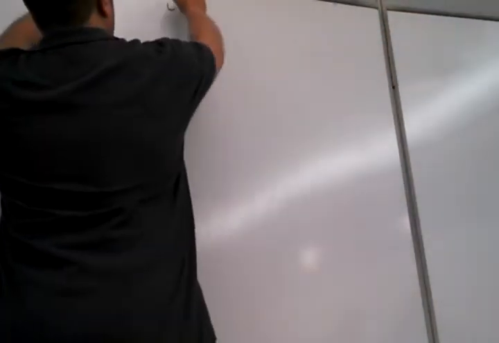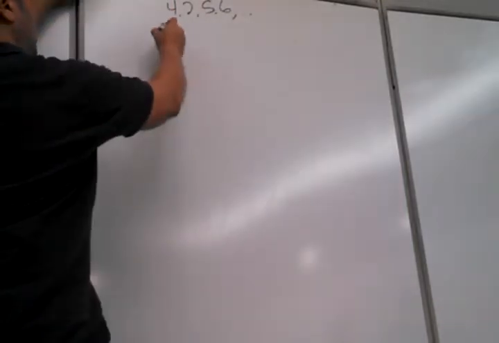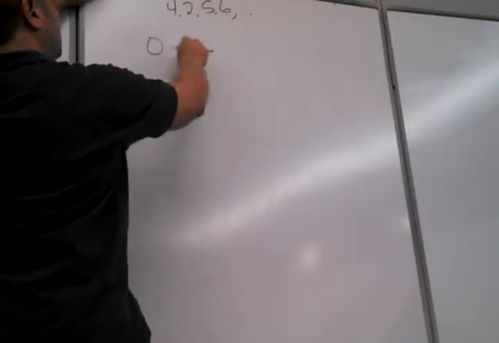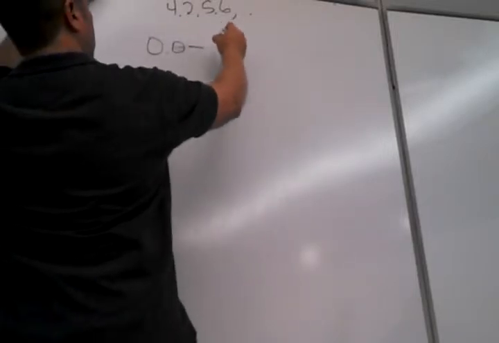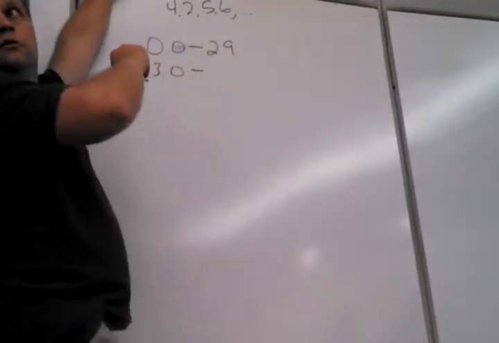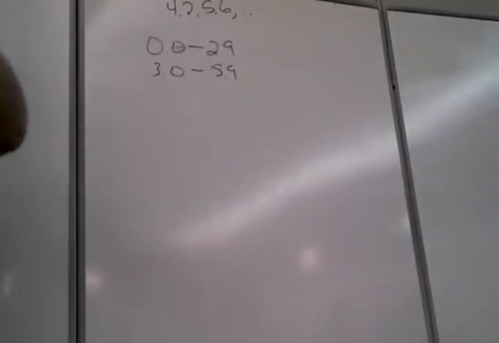So I was waiting to see if I get any questions on this. But if your data looks like 4.2, 5.6, and so forth, then your classes are going to have to look like something like 0.0 to 2.9, 3.0 to 5.9. You with me? It's going to have to mimic that. It's going to have one decimal place.